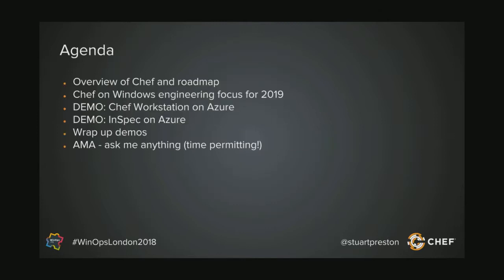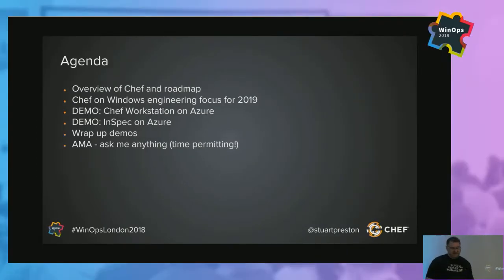It's brilliant. All right, we're going to talk just a little bit about Chef and Chef's overall roadmap and where the Chef tooling fits in. Talk about the history of Chef on Windows and where our engineering focus is for 2019, as we're getting into the period of the year where there's holidays happening and everyone's planning next year. And then I'll try and get into some demos. Feel free to interrupt me at any time and ask questions.